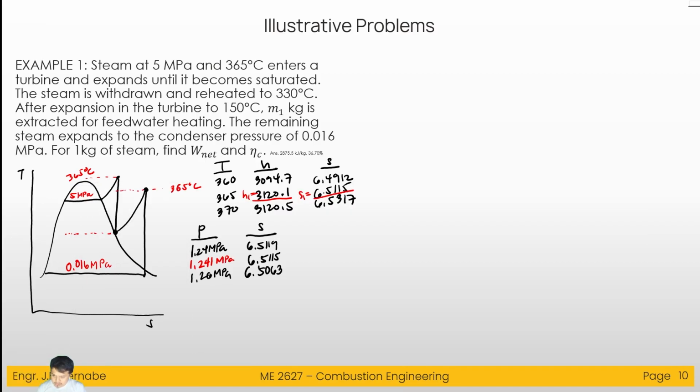1241 kPa, so I'll just use this. This is approximately 1.24 MPa. If you ask where the regenerative portion will be, the regenerative portion is at 150 degrees Celsius, so we can check Table 1. What is the saturation pressure at 150 degrees Celsius? 150 degrees Celsius has a saturation pressure of 0.4758 MPa.